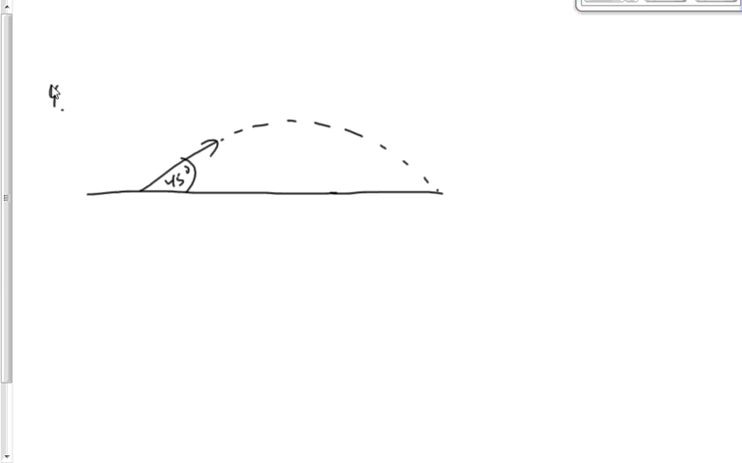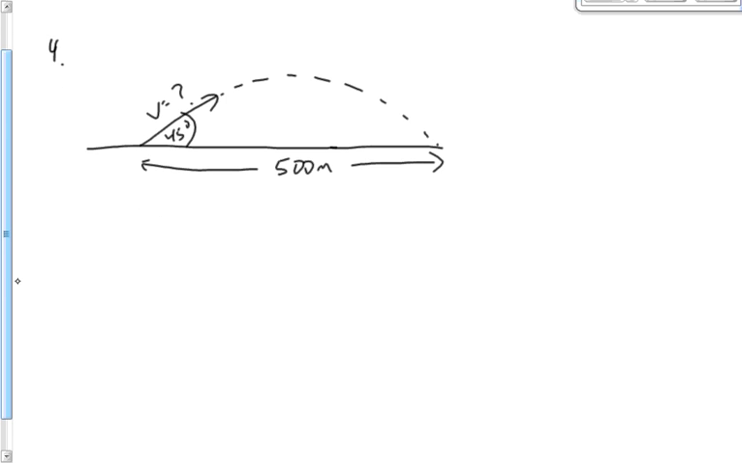It ends up 500 meters downrange. And we're looking for the velocity, or really the speed, because we already have the angle, right? The speed at which it's launched. Okay, tricky question here, tricky question. But somewhat like the activity that we're going to do today. Not exactly, but somewhat like it. Okay, we know what to do here.